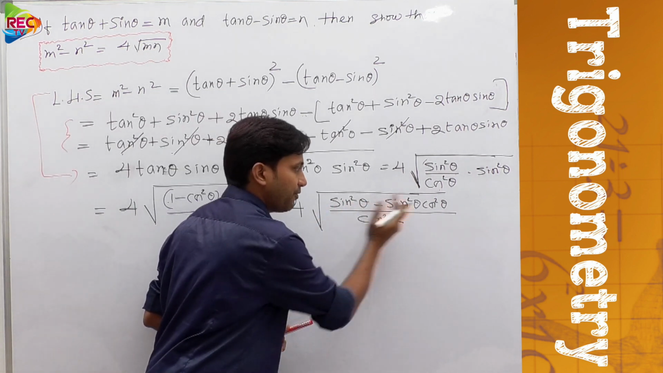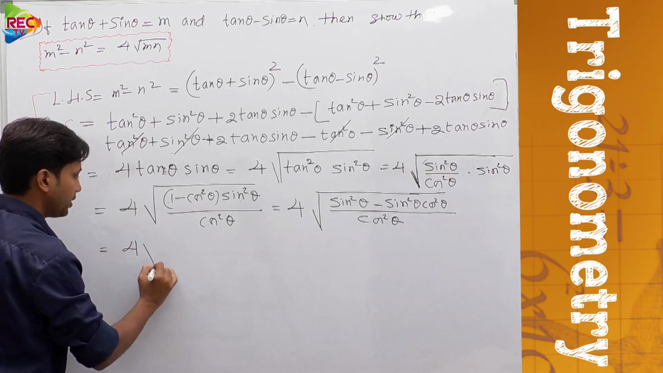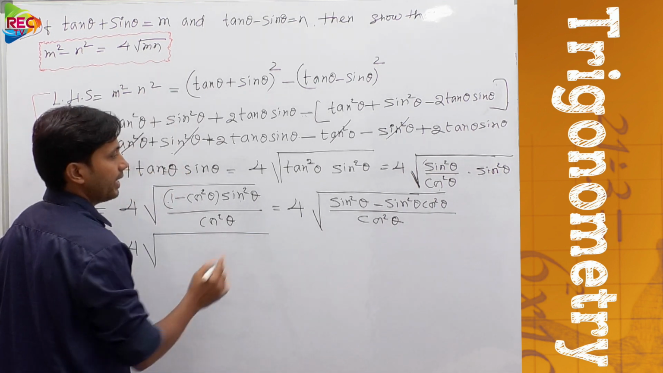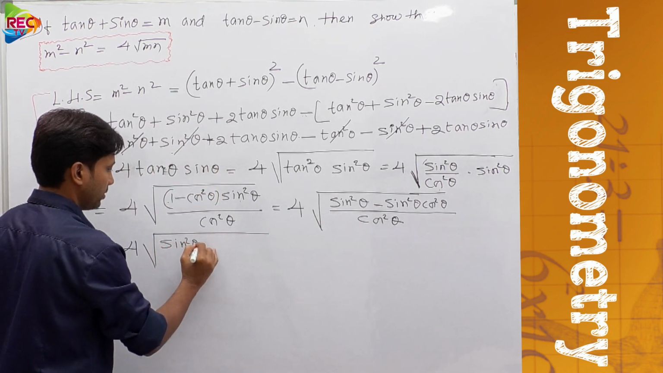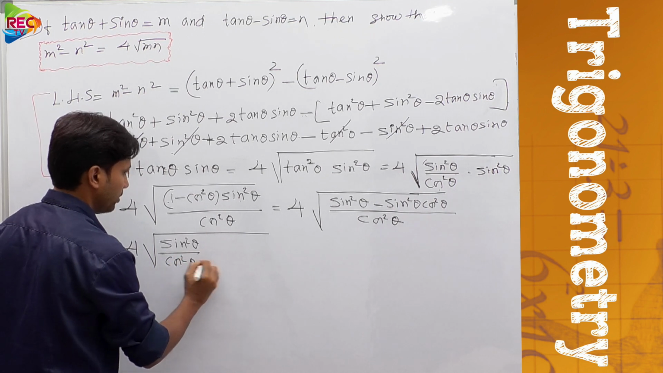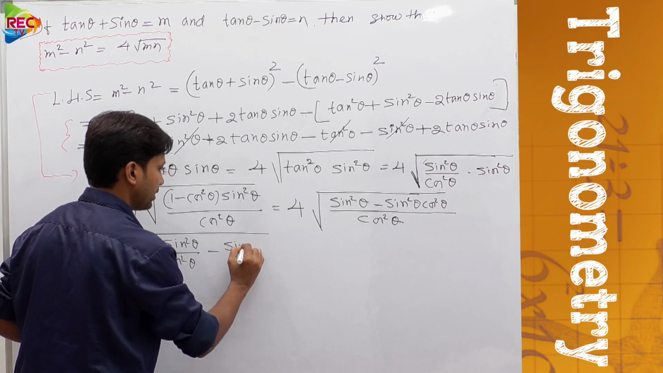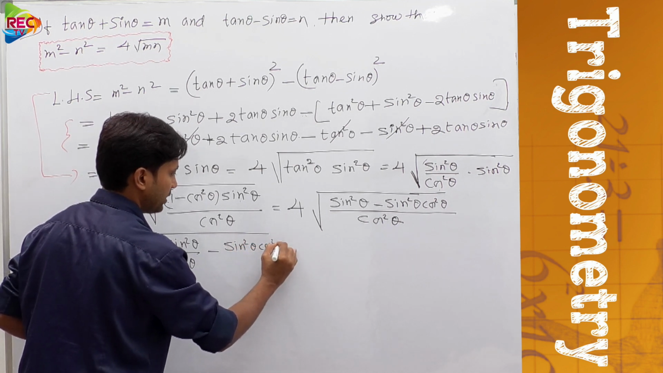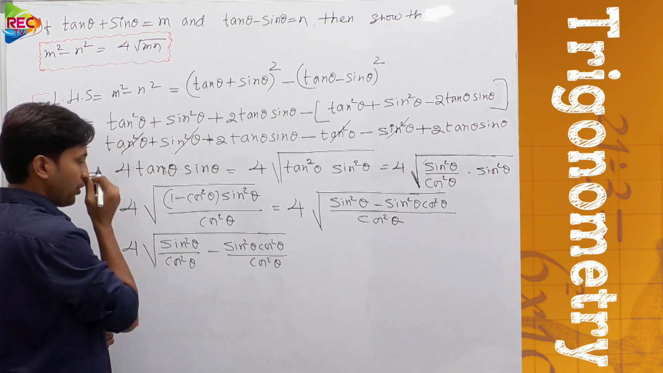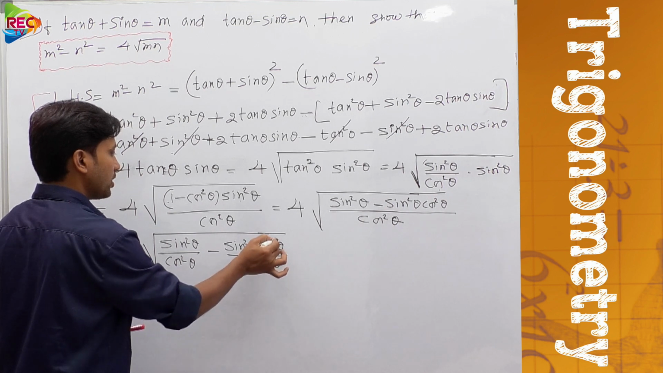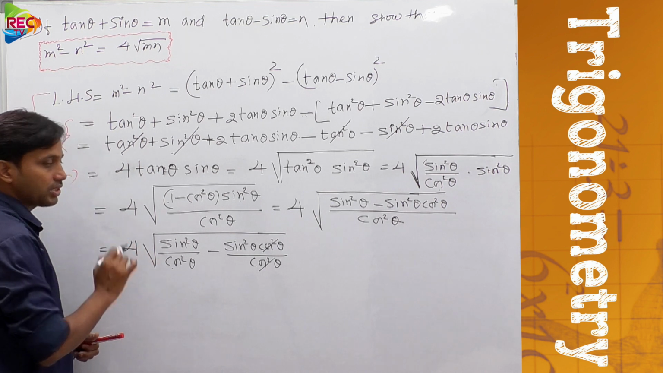Now splitting into fractions, what happens? Tell me. This is 4 into sin square theta by cos square theta, minus sin square theta cos square theta by cos square theta. Now if you observe here, we can cancel cos square theta in both numerator and denominator parts. Now here sin square theta by cos square theta.